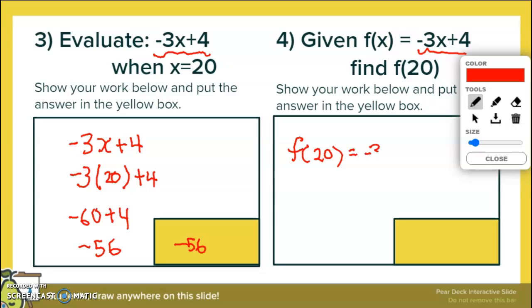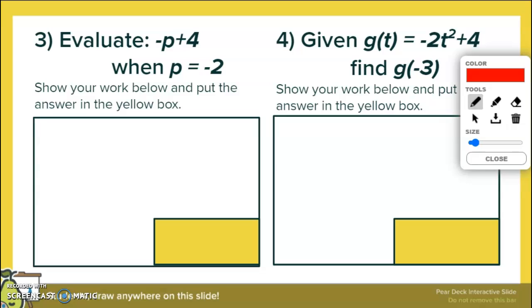So that becomes negative 3 times 20 plus 4. And again, that's negative 60 plus 4. So again, that is negative 56. Exactly the same answer as the previous one, because this is really the same problem. It's just the function notation on the right, and this is just a simple evaluate.